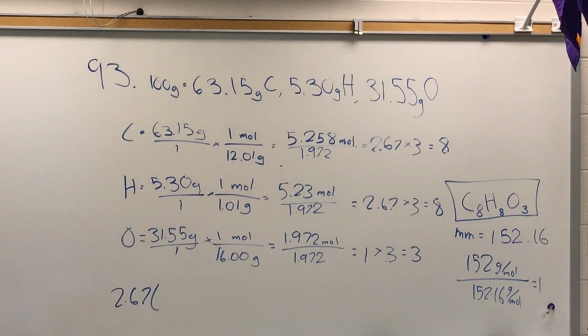Is there ever going to be a situation where you have to multiply by more than 3, like 4 or 5? Rarely. I came across one that came out to 0.8, and you had to multiply it by 5. But most of the time, it's a 2 or a 3. Okay? Almost always, it's a 2 or a 3, because empirical formulas generally aren't going to have that massive number. They're going to be a simpler ratio.